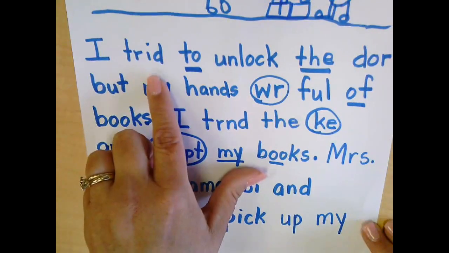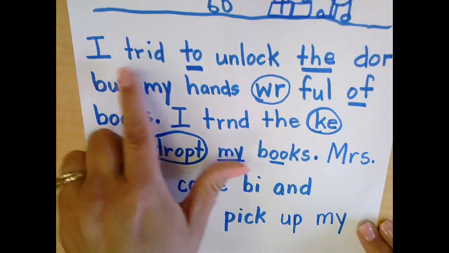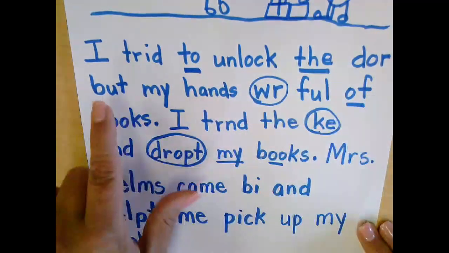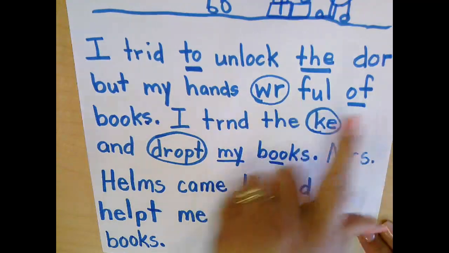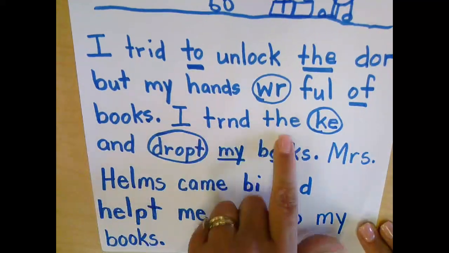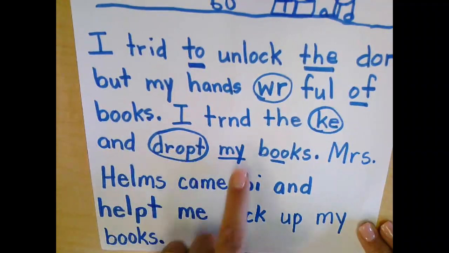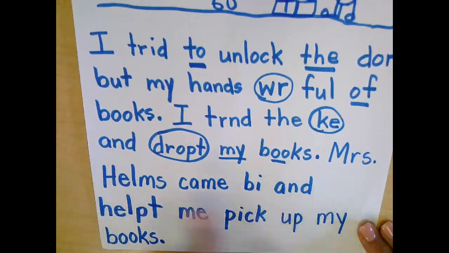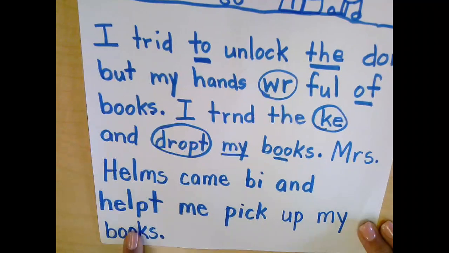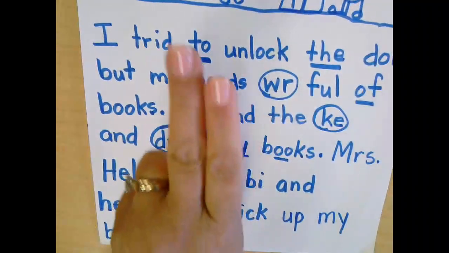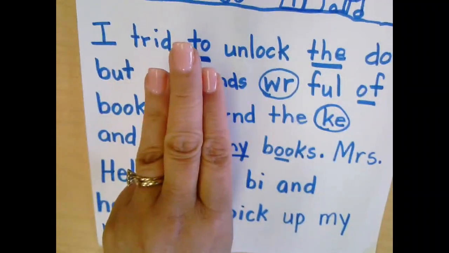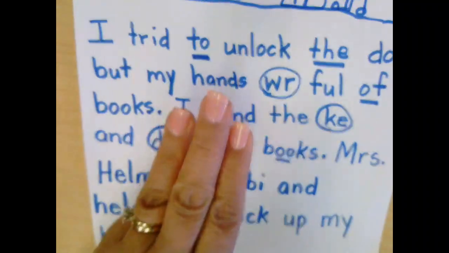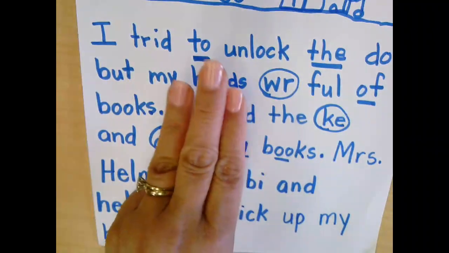Okay? Now, let me read it again. Lots of times writers read their work several times. I tried to unlock the door, but my hands were full of books. I turned the key and dropped my books. Mrs. Helms came by and helped me pick up my books. Okay, that's the end of my story. I told what happened first, I told what happened second, and I told what happened third. And you should always ask yourself those 3 questions.